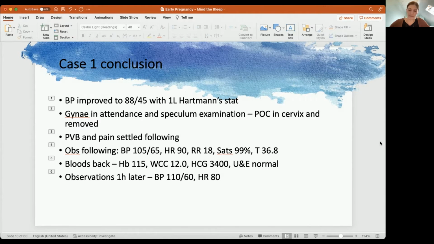So the main point of this case was that sometimes if there's something stuck in the cervix, that can make them suddenly drop their blood pressure, and they suddenly have increased pain and bleeding. That is a sign that there is something stuck in the cervix, and what we need to do is look at it and get it out, basically.